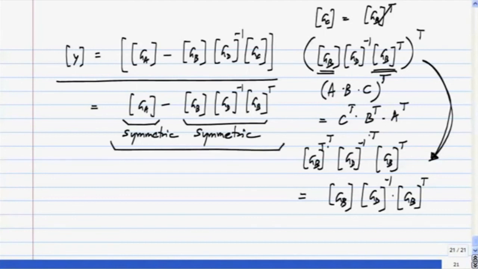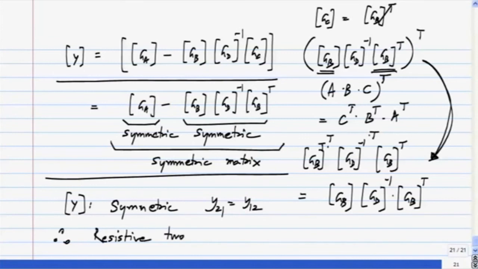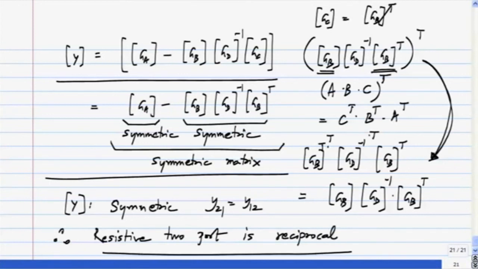This was symmetric, we knew this earlier. And from these two, clearly, if you subtract one symmetric matrix from another, you will get yet another symmetric matrix. So what this shows is that this Y matrix is symmetric, which means Y21 is Y12. Therefore, our resistive two port is reciprocal. Reciprocity means that Y12 equals Y21.